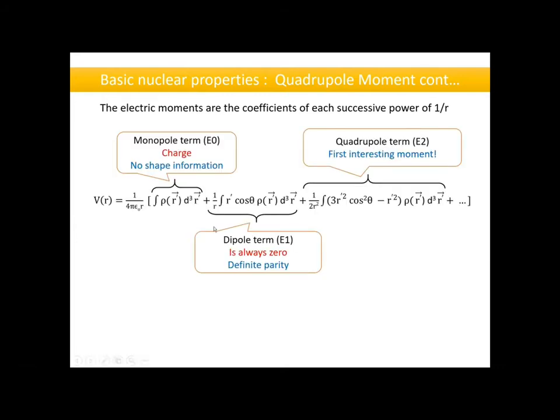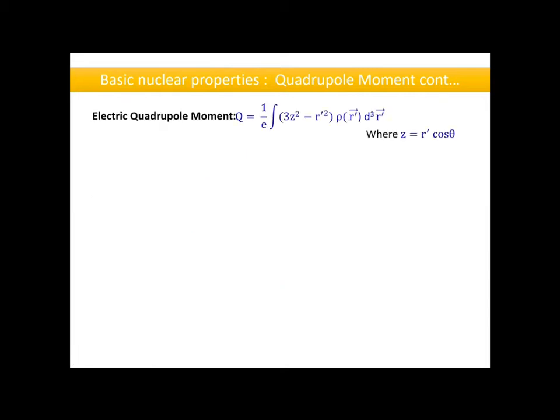So the first one is called the monopole term. It has charge but no shape information. The second term is the dipole term. It is always zero because of definite parity. While the third term is the quadrupole moment term, and it is interesting because this moment gives the measure of deviation from spherical symmetry of the charge distribution. And it can be written as this along the z direction.